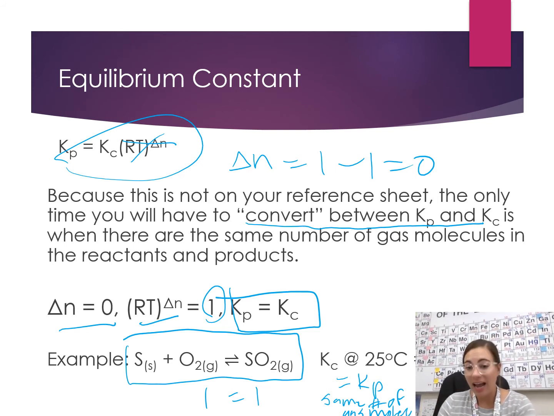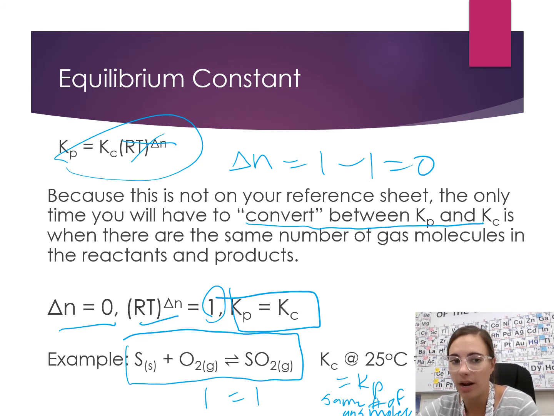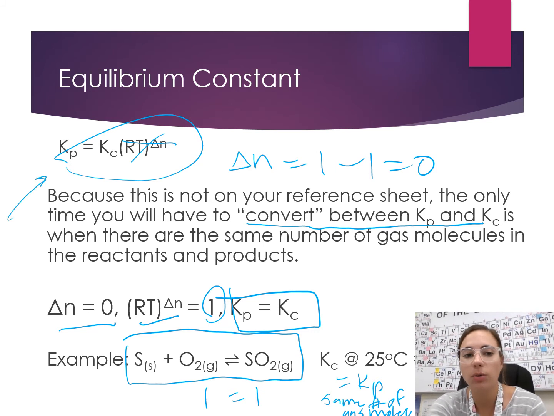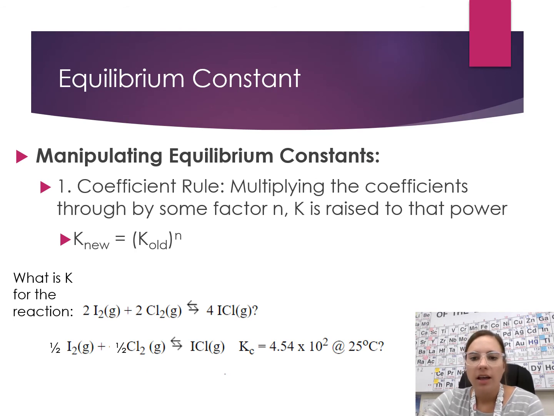So if ever you're asked to find Kp or Kc and then calculate the other one based on it, it should be equal, and you will say because there's the same number of gas molecules on the left and right. However, if I didn't show you this equation, it would make absolutely no sense why Kp equals Kc when there's the same number of gas molecules on the products as there are in the reactants. So that's why I show you the equation, but you will not have to plug things in for it.